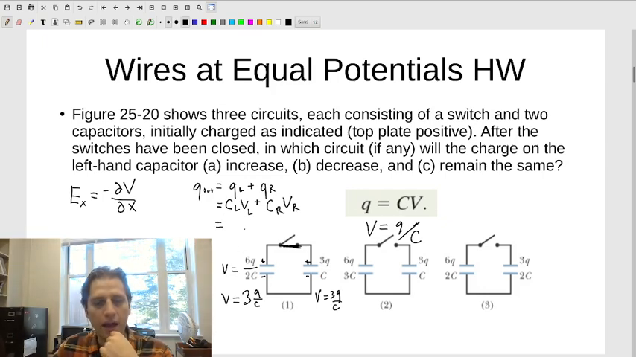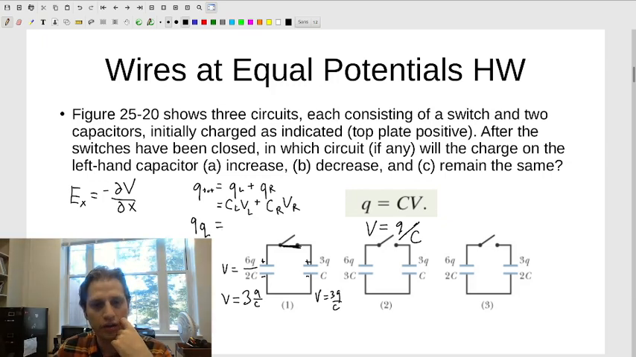In this case where these two are connected, the total Q we know would just be 6Q plus 3Q. So that would be 9Q.